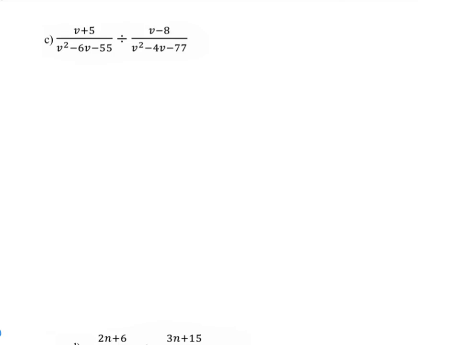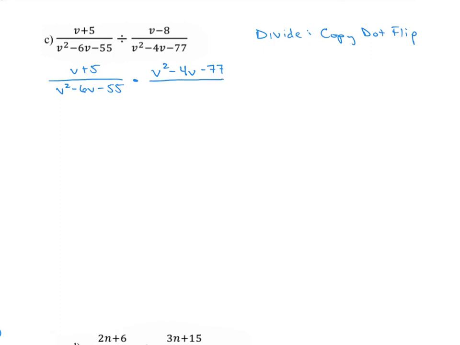First thing, remember when we divide, we do not need LCD. What we need to do is copy, dot, flip. So if we copy dot flip, we get (v plus 5) over (v squared minus 6v minus 55), dot, (v squared minus 4v minus 77) over (v minus 8).